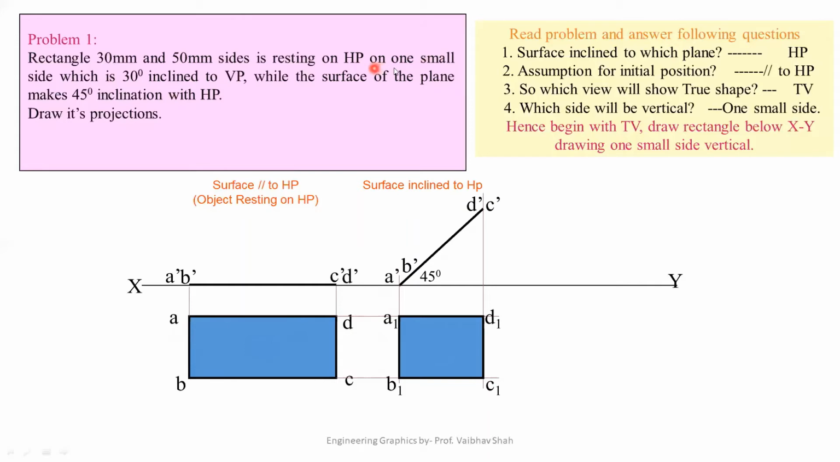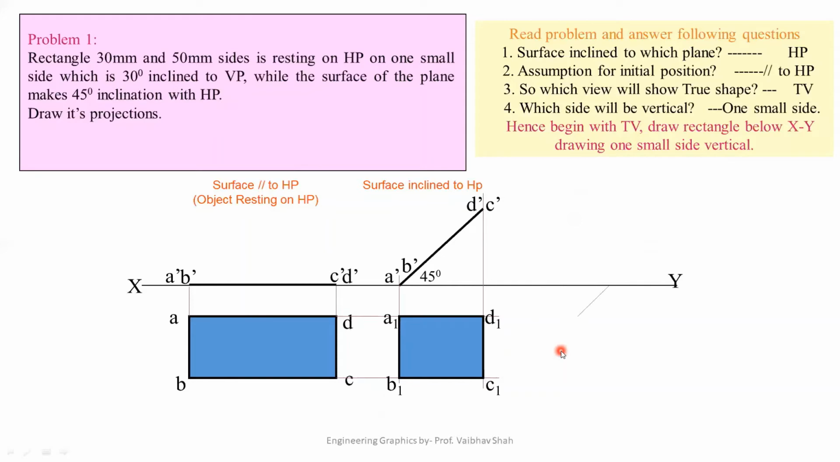Here it is said that one small side is 30 degree inclined to HP. So we have to make any small side. We are having two small sides, A1 B1 and D1 C1. We can select either of the sides and make these sides inclined at 30 degree to VP. First, this is your VP above your XY line, so the angle with your VP will be below this XY line.